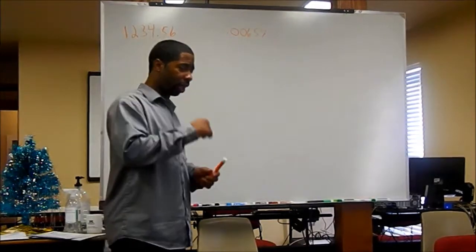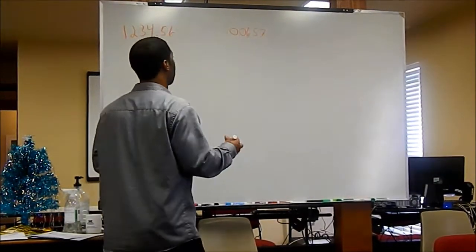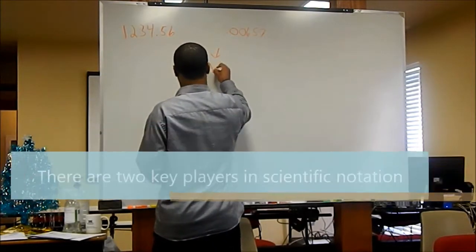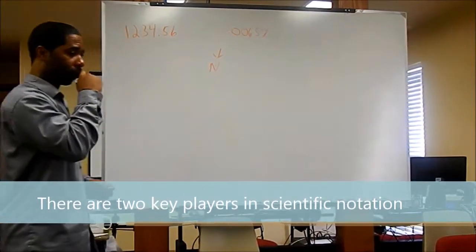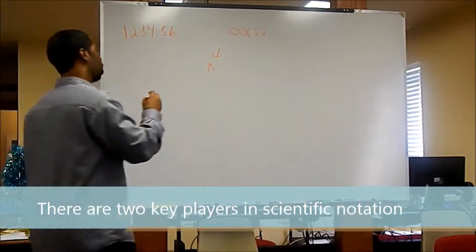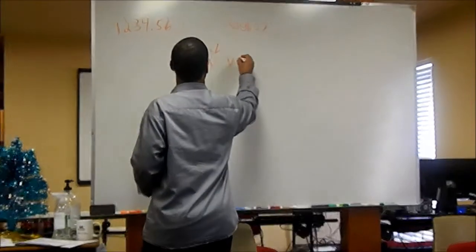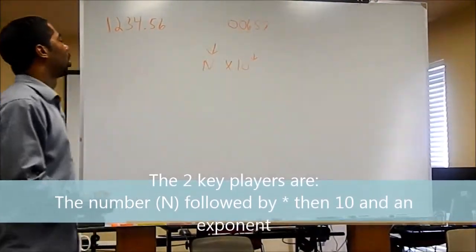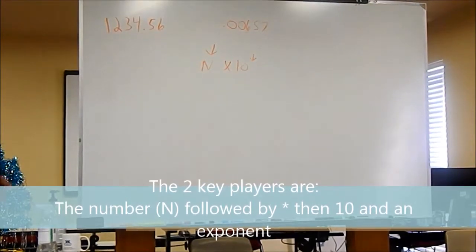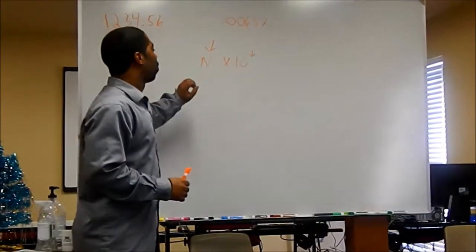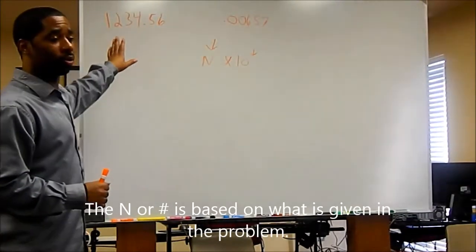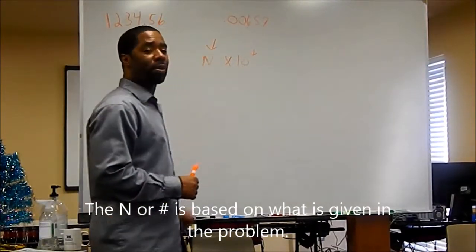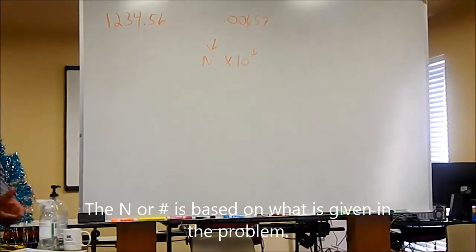When we do scientific notation, there are two main key players in it. One of them is the number, okay? The second one is the number 10 followed by an exponent. Now, you base what the number is on the number that's given to you, okay? You base the exponent on how many times you have to move the decimal.